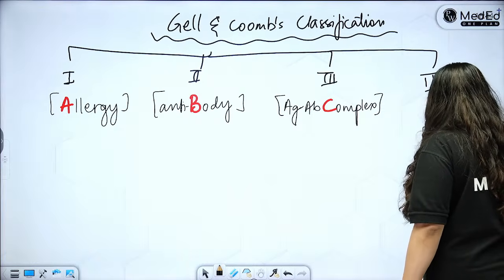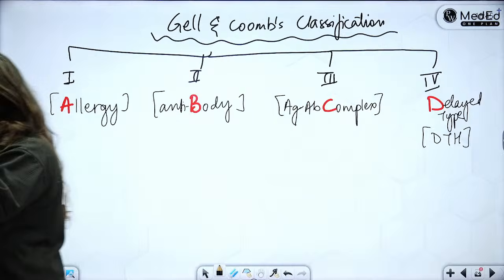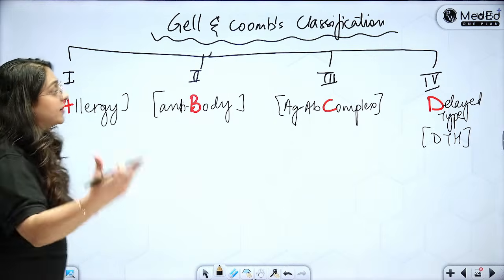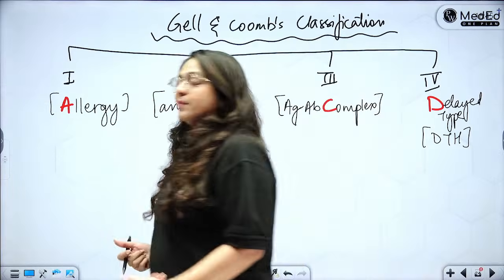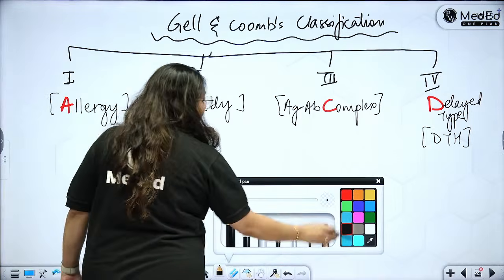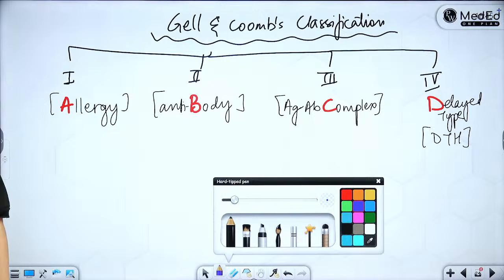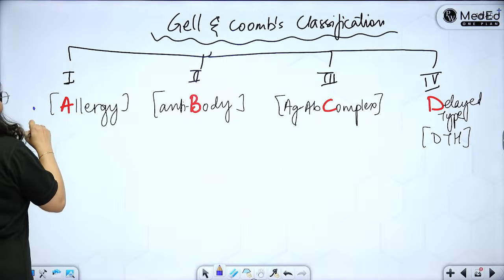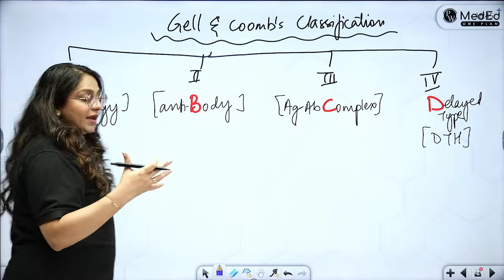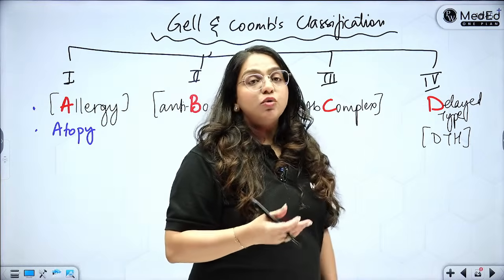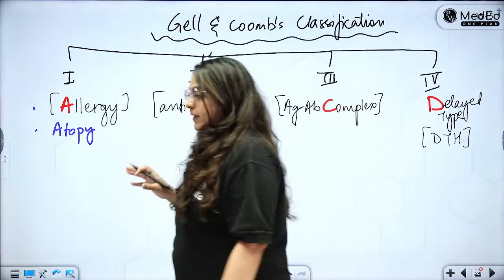Delayed type, also called DTH, delayed type hypersensitivity. ठीक है? I have another mnemonic to remember the mechanism of reactions. ठीक है? कैसे होंगे? What is the mechanism of these hypersensitivity reactions? See, allergy, the person who has the ability to generate this exaggerated allergy is called an atopic individual. So my genetic predisposition to have an allergic response is called atopy, right?